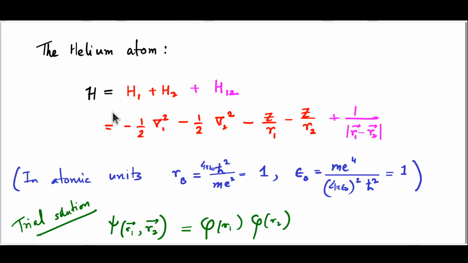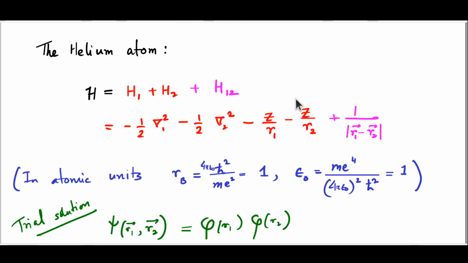So let me now first describe what the problem is. The helium atom, of course, consists of one nucleus with charge 2, let's call it charge Z because we will generalize to helium-like atoms or ions soon, and 2 electrons around it. So basically, if you take the kinetic energy of the electrons and the potential energy of the interaction of the electrons with the nucleus, what you get are these 4 terms here, which together make up H1 plus H2, where H1 and H2 are just Hamiltonians which pertain to electron 1 and electron 2.